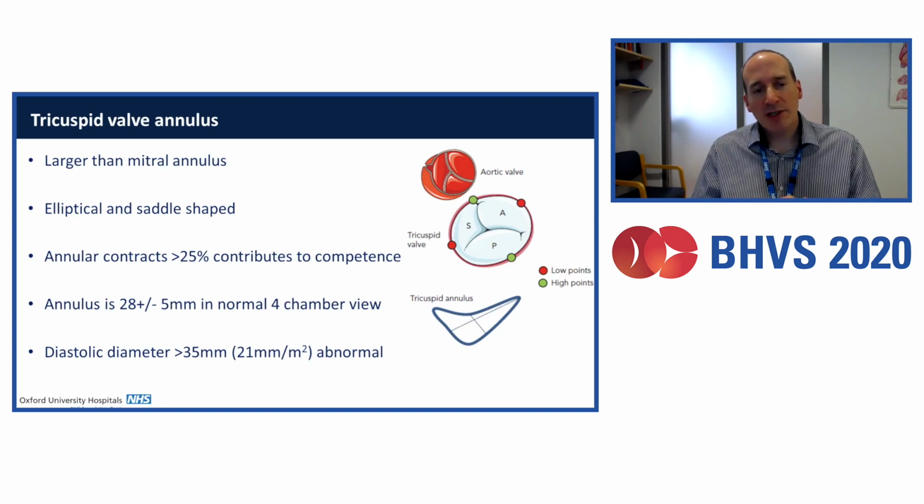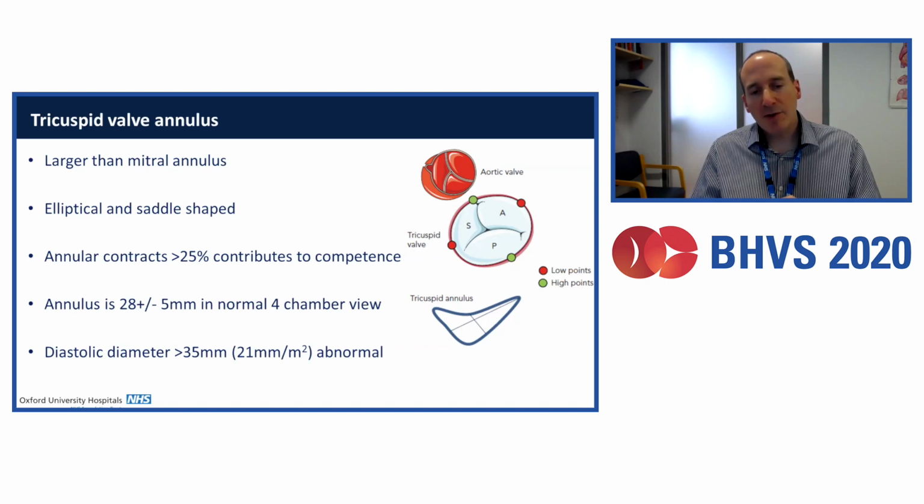It's difficult to appreciate on echo, but the annulus contracts considerably during diastole and systole, and that contributes to competence of the tricuspid valve. And as we'll see a bit later on, patients who lose that contraction, sometimes that's part of the reason they develop tricuspid regurgitation.